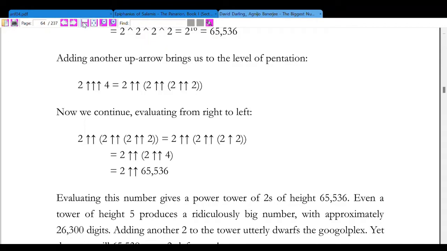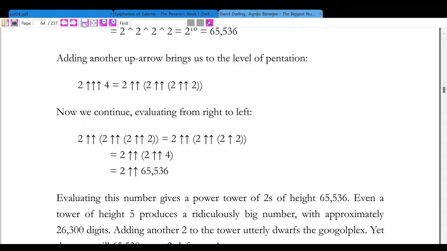Even a tower of height 5 produces a ridiculously big number with approximately 26,300 digits. Adding another 2 to the power of 30 dwarfs the googolplex. Yet there are still 65,530 more 2s left to go.